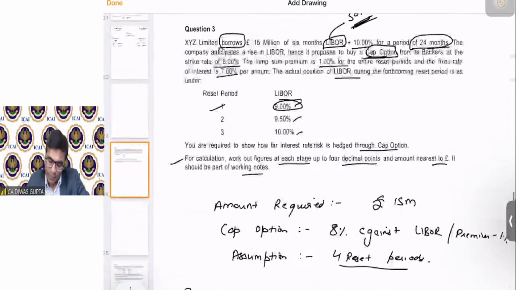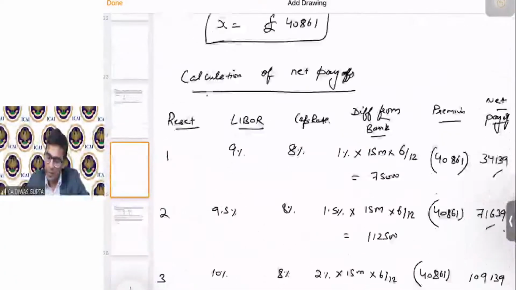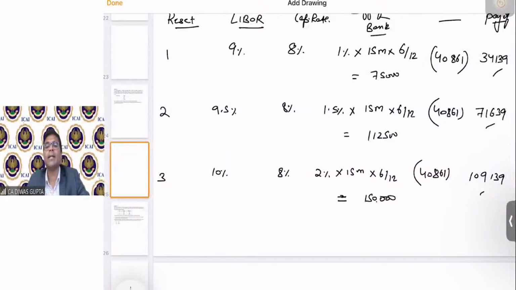Let me see if there is a hedge, right? So to this extent, their interest rate risk is hedged, right? Because they are getting these payoffs from the banks, right? So if we just do a total here, it comes as 214,917. Correct?